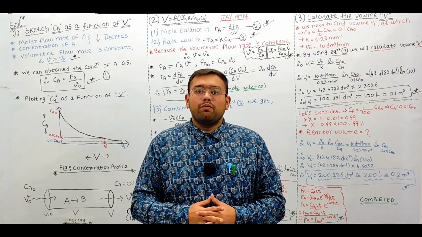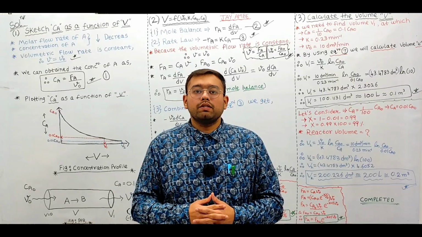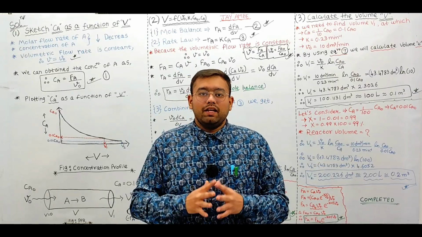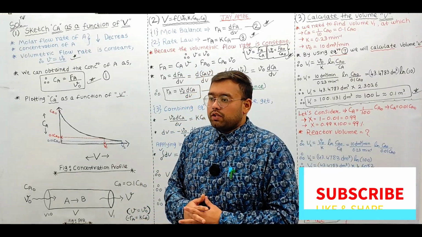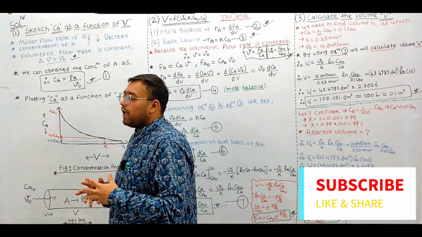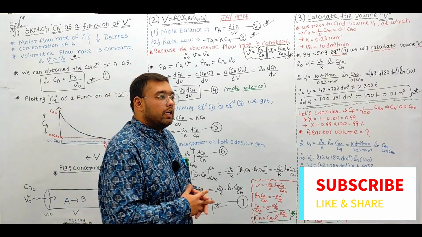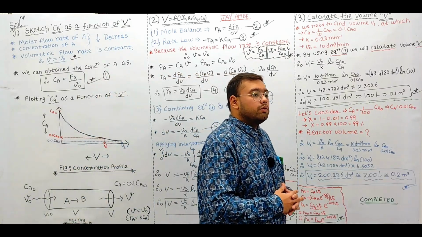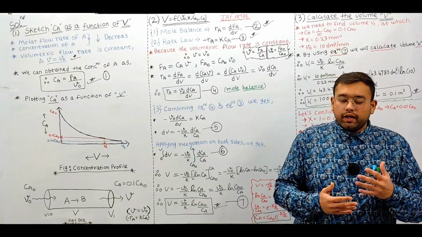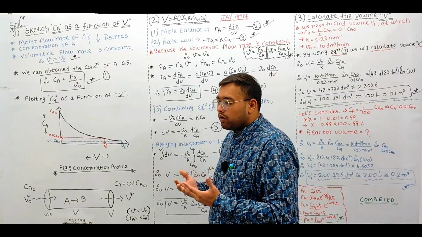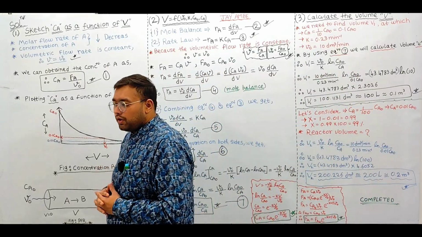So in today's lecture, we are going to solve one numerical example based on the plug flow reactor. So let's get started. The main aim of today's lecture is to analyze and estimate how large a volume of reactor is required in order to achieve the desired conversion of the reactants and the formation of the desired product by using the plug flow reactor.